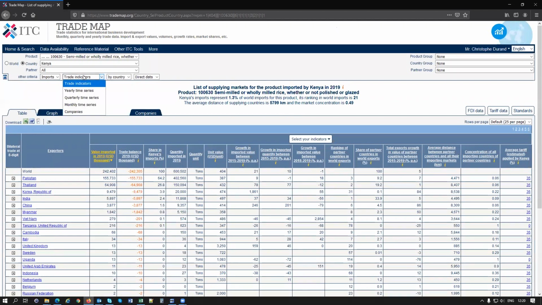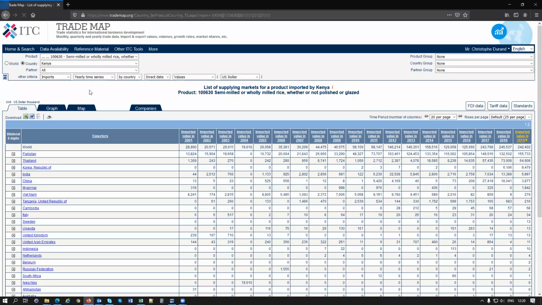To do this, I'll go to trend indicators, yearly time series, right? And I will see here the values. Okay, so the values of rice imported by Kenya from Korea over here. And I see that actually the trade is quite recent. It was from 2018 onwards and zero value before.